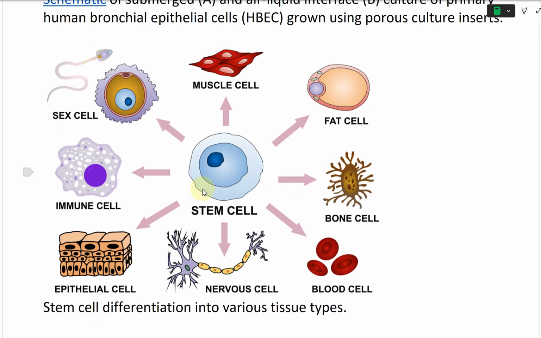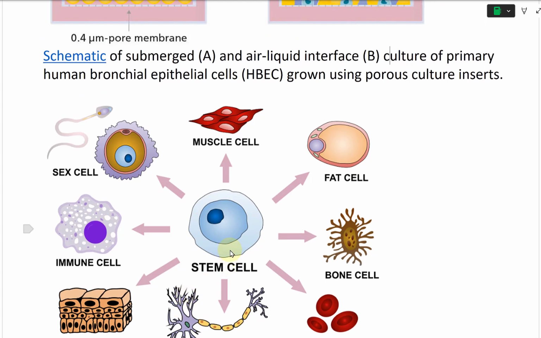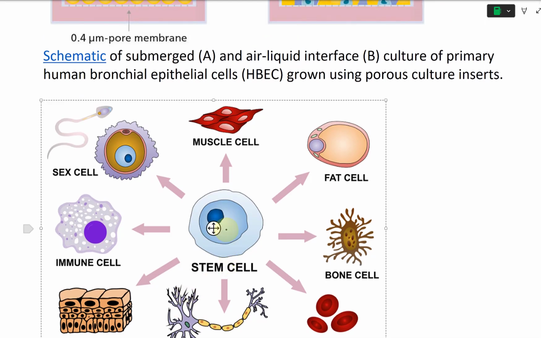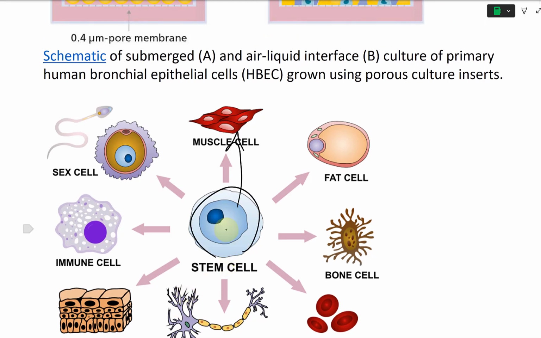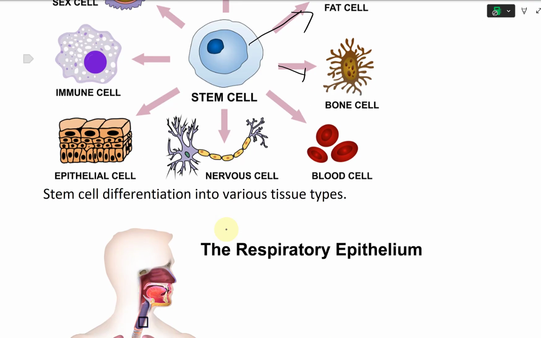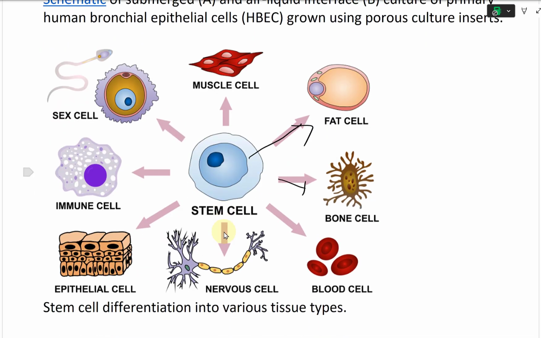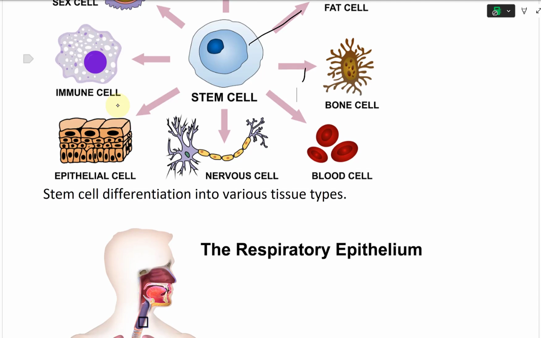And here is a schematic of stem cell differentiation into various tissue types. You have a stem cell, it's undifferentiated, and then it becomes, for example, a muscle cell. And this one can't become a fat cell, can't become a sex cell, and so on, because it's become differentiated. But only the stem cell can. So the stem cell can become a fat cell, bone cell, blood cell, nervous cell, and so on. Immune cell, epithelial cell, and then the sex cells over there.